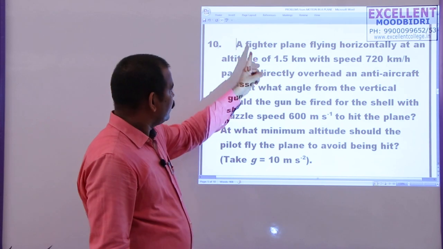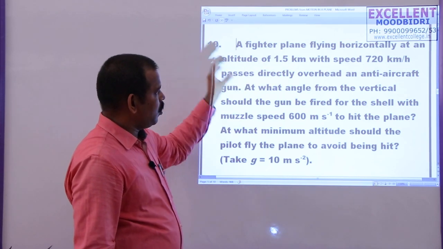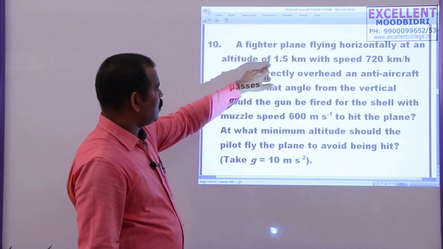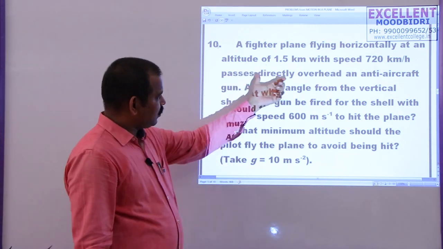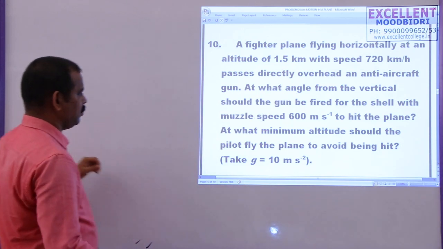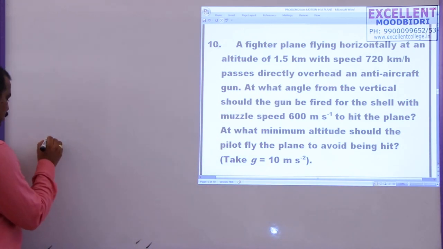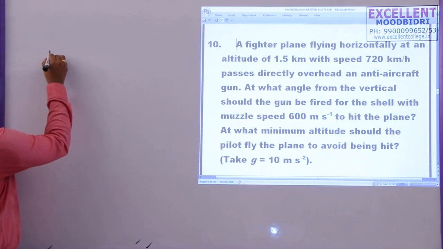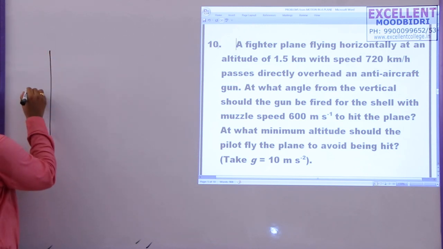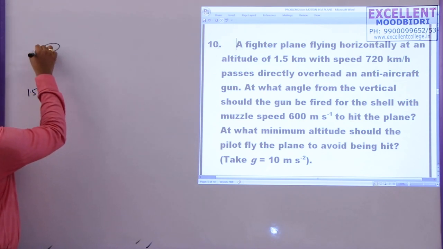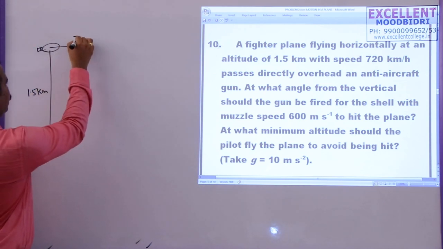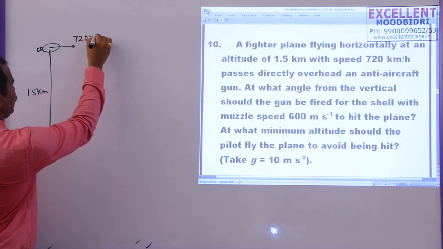10th problem. A fighter plane flying horizontally at an altitude of 1.5 km with a speed of 720 kmph passes directly overhead of an aircraft gun. So this is a gun, and at a height of 1.5 kilometers, one aeroplane is flying horizontally with a speed of 720 kmph.